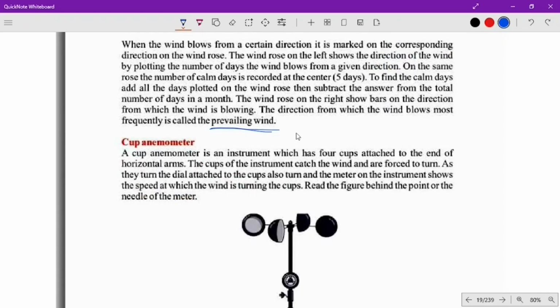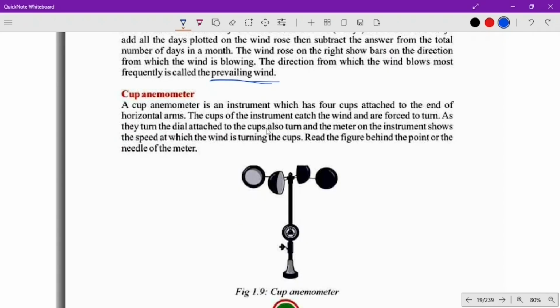Let's continue to the cup anemometer. A cup anemometer is an instrument which has 4 cups attached at the end of horizontal arms. So we have these horizontal arms. Here is a cup, here is a cup, here is a cup, here is a cup.